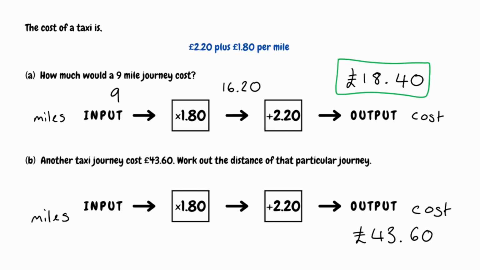So we're working backwards from right to left. So we have to do the opposite operations. So instead of adding 2.20, we're going to be subtracting it. And then instead of multiplying by 1.80, we're going to be dividing by it. So to begin with, if we do 43.60 and we take away 2.20, that's going to give us 41.40. And then we're going to take that number and we're going to divide it by 1.80. And when we do that, we get 23. And that is our distance.